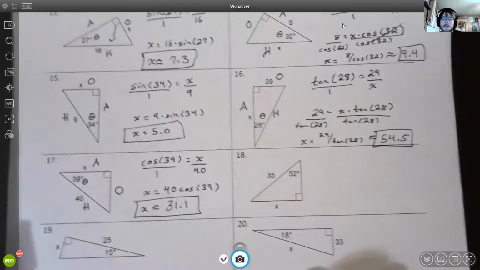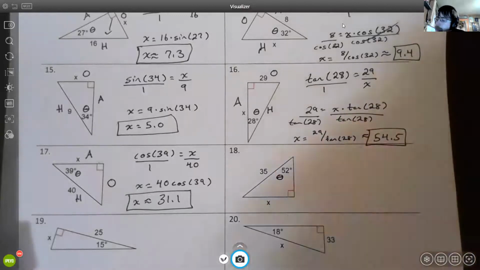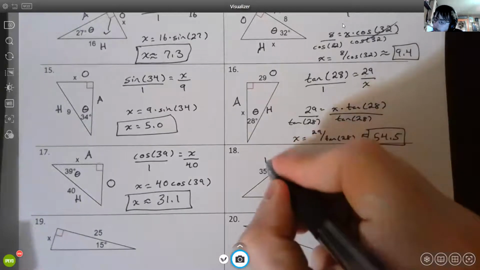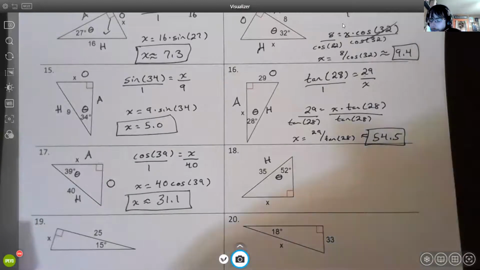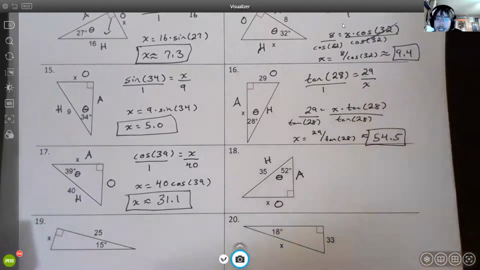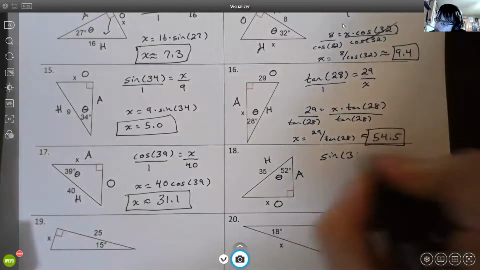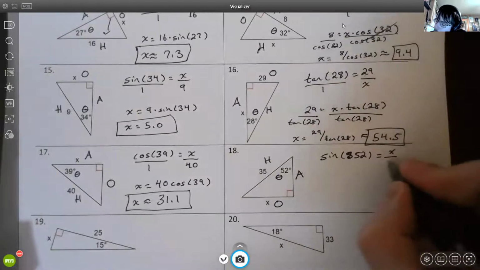Number 18, we have theta being 52 degrees. Our hypotenuse is opposite the right angle, so that means that 35 is our hypotenuse. X does not touch the theta, so that means it is our opposite side, and that means our empty side is A. So we have h, we want to find O. The trig function that uses O and h is sine. So sine of 52 is equal to O over h, which is x over 35.